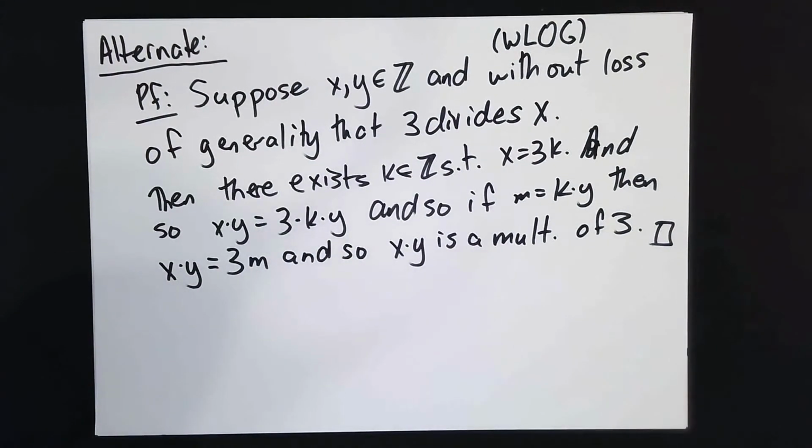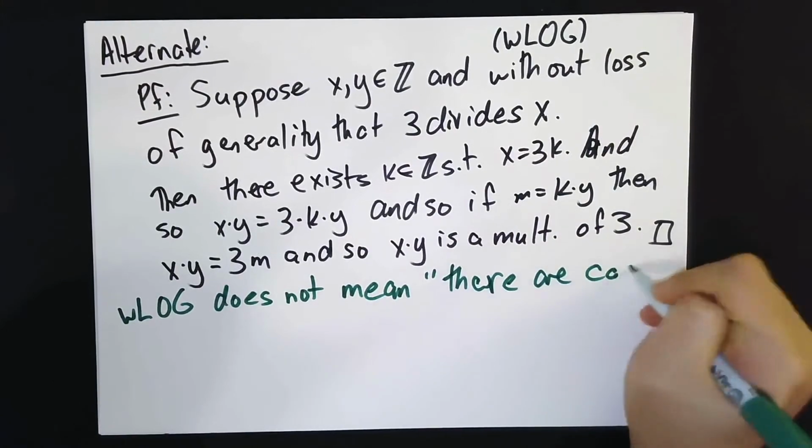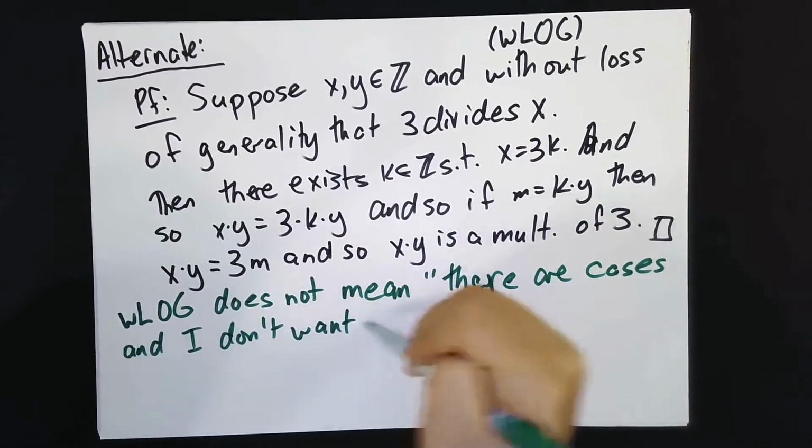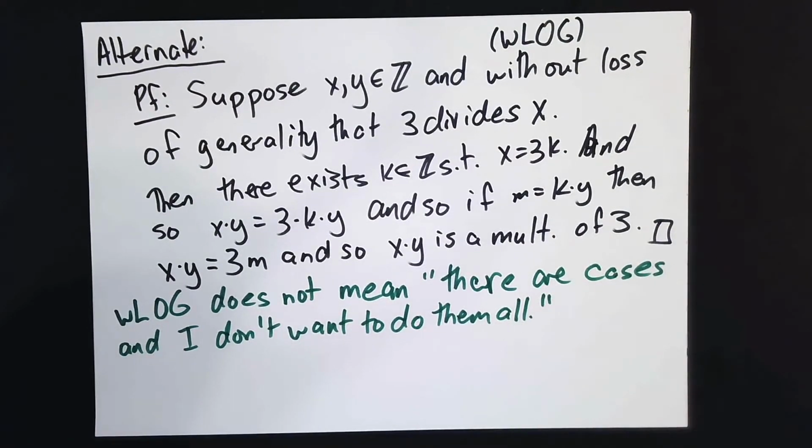Now, I want to caution, without loss of generality has a very precise meaning. You cannot use it just because you're in a proof with cases. You can only use it if you really know that all the cases are the same. So I really want to stress here, without loss of generality doesn't mean, well, I see there's going to be a bunch of cases and I don't feel like doing them all.